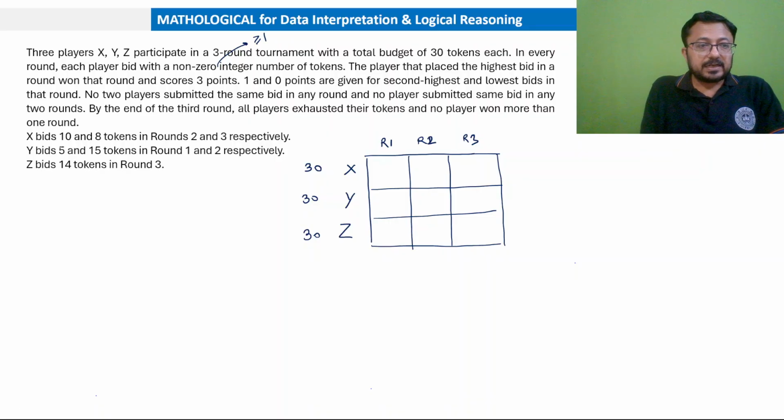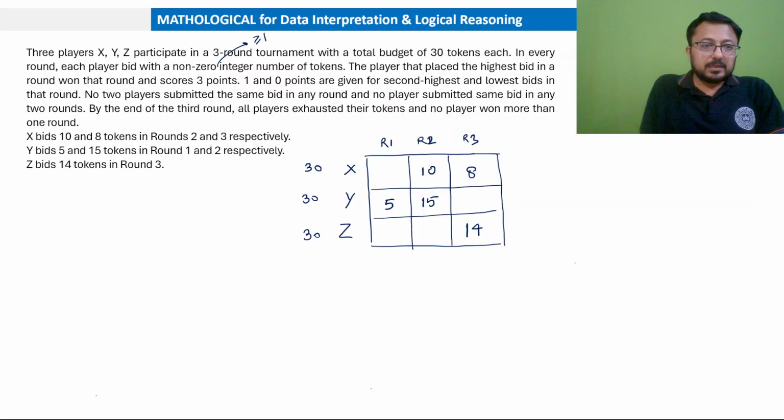Additionally given that X bids 10 and 8 tokens in round 2 and round 3. So 10 tokens in round 2 and 8 tokens in round 3. Y has bid 5 and 15 in round 1 and round 2. And lastly, Z has bid 14 tokens in round 3.